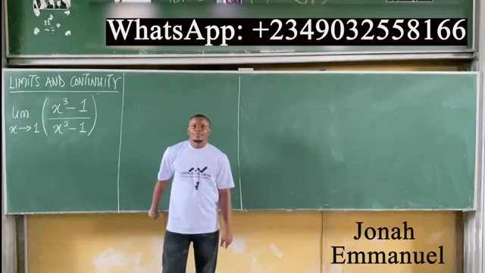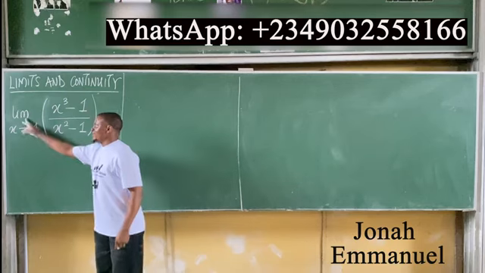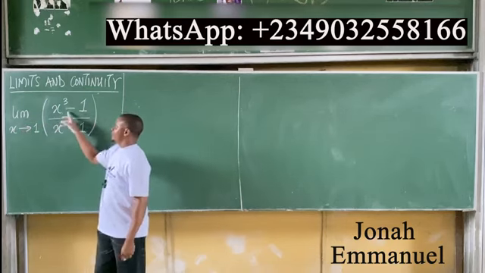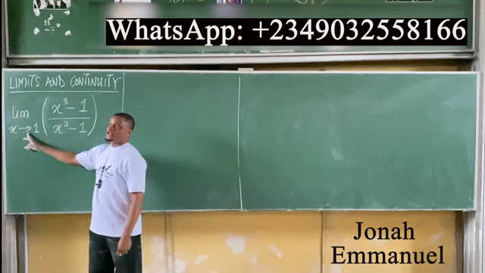All right, so look up, please. So here was a question. They said, evaluate the limit of x cubed minus 1 all over x squared minus 1 as x approaches 1.